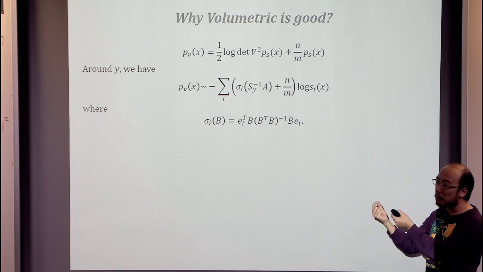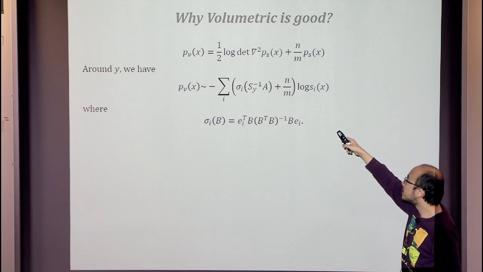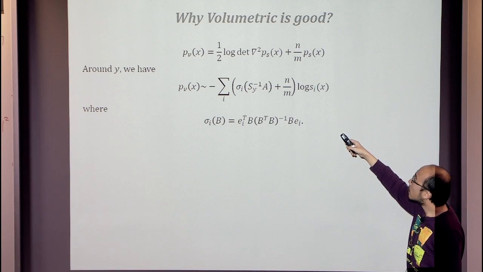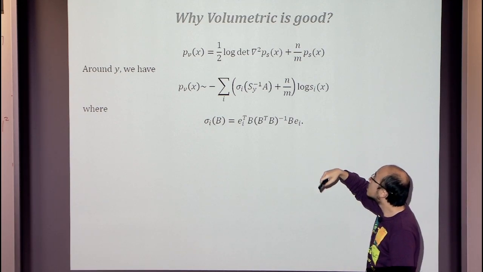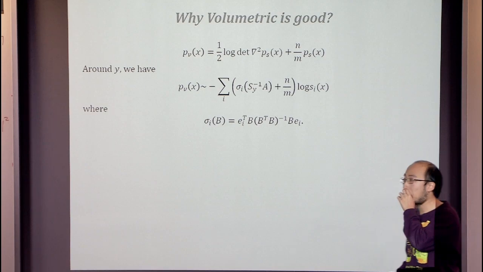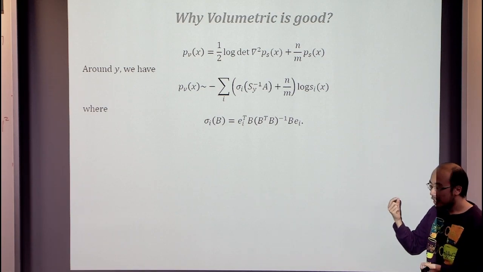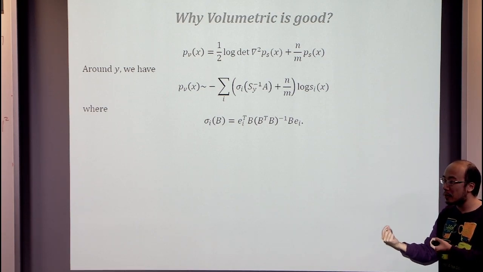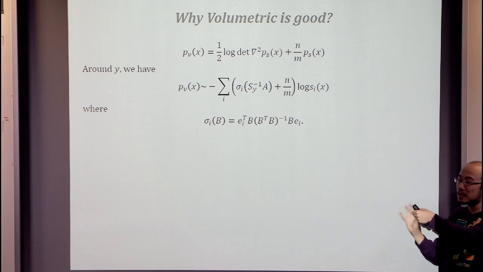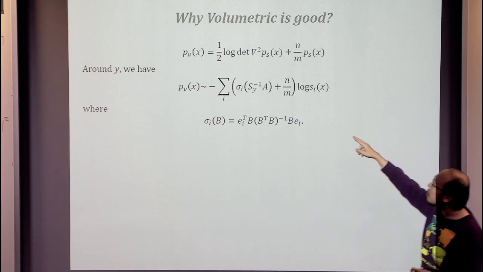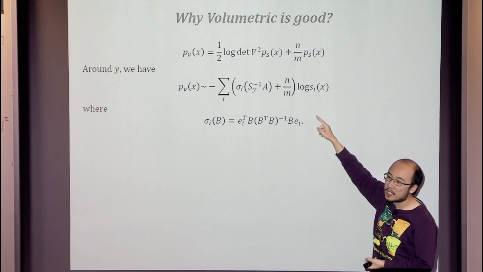Say around any point in your convex set or polytope, then you... What is PS of x? It's the standard variant. Yeah, PS is the standard. And we try to, around any interior point, approximate your volumetric barrier function by a certain weighted log barrier function.